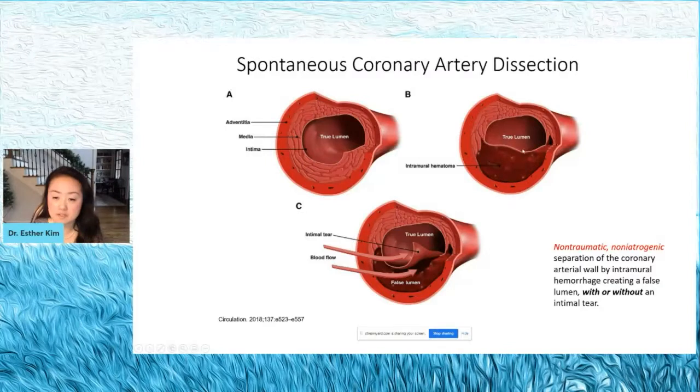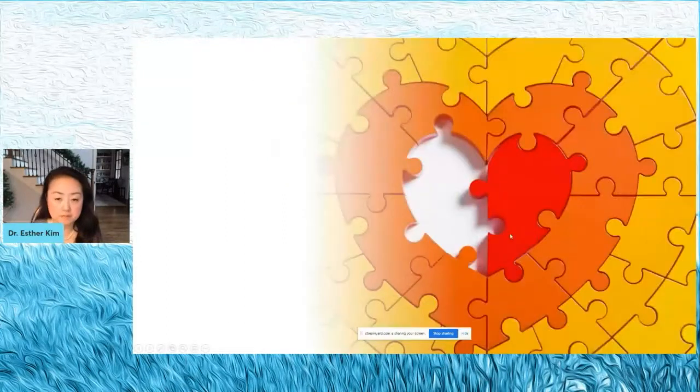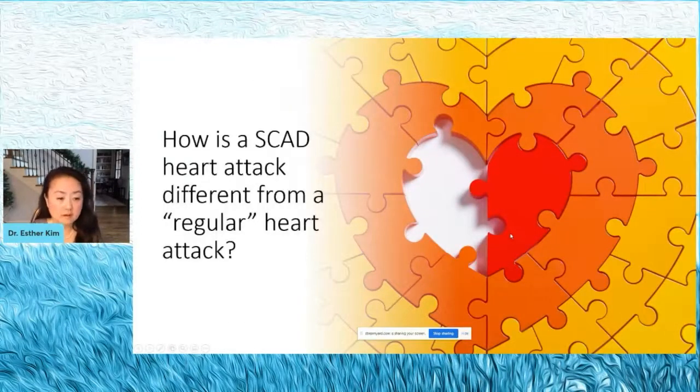And there's compression causing what we call a stenosis, or narrowing in the artery, which can lead to decreased blood flow to the end organ. Sometimes there is no rent in the artery layer called the intima, but sometimes there is a rent or a tear in that layer. And in this case, this is what we call an intimal tear. And you can see a true lumen and a false lumen, because now blood flow can go into the false lumen and the true lumen. And you can see on an angiogram that there may be two areas where the blood flow can go down to the end organ. Now, how is a SCAD heart attack different from a regular heart attack?